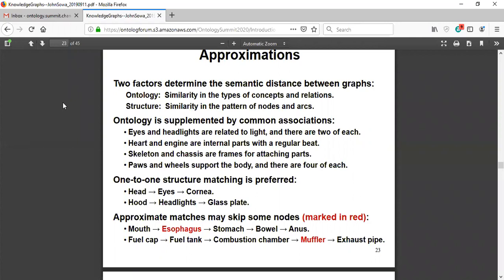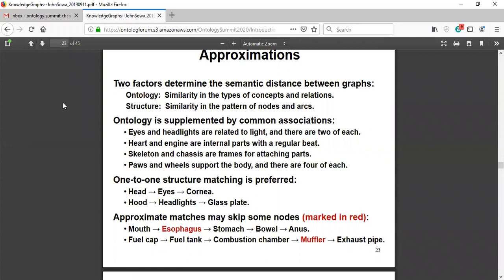So the head to the eyes to the cornea is a one-to-one map to the hood to the headlights to the glass plate. But the analogy engine can also skip some nodes marked in red if they're missing. For example, in mapping the mouth to the anus, there's a path that goes from the mouth to the esophagus to the stomach to the bowel to the anus, but the particular ontology omitted esophagus. It just went from mouth to stomach.